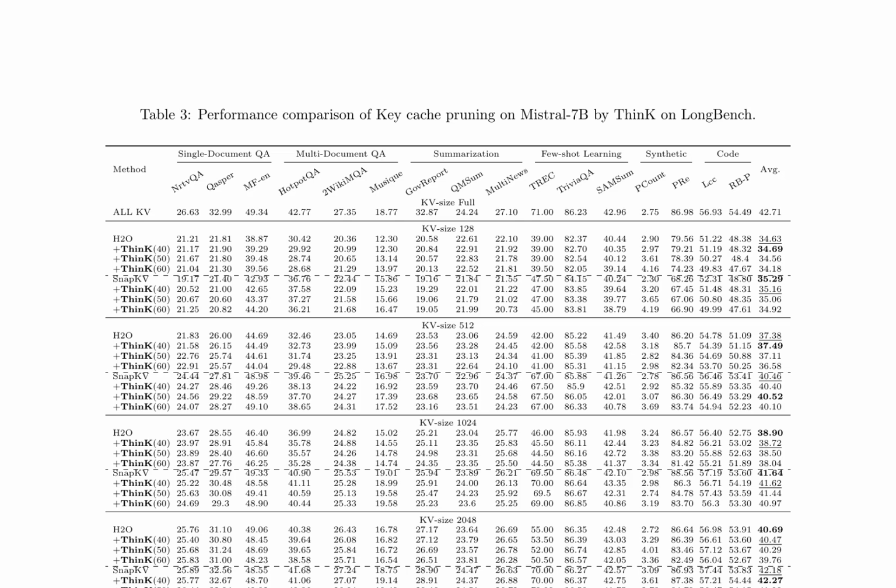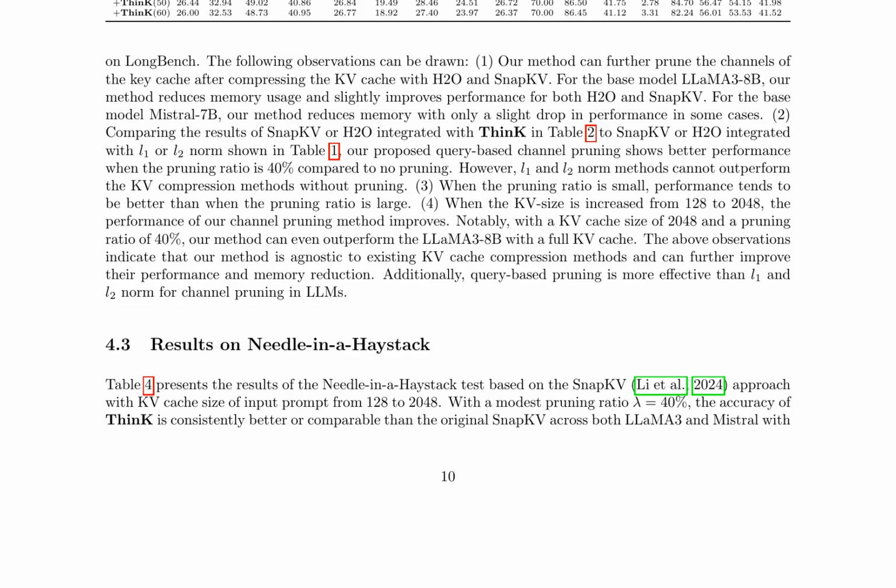Additionally, the paper presents results from the needle-in-a-haystack test, which further supports the efficacy of ThinK in enhancing the performance of KV cache compression methods. Overall, the study highlights the potential of ThinK in optimizing the memory usage and performance of large language models.